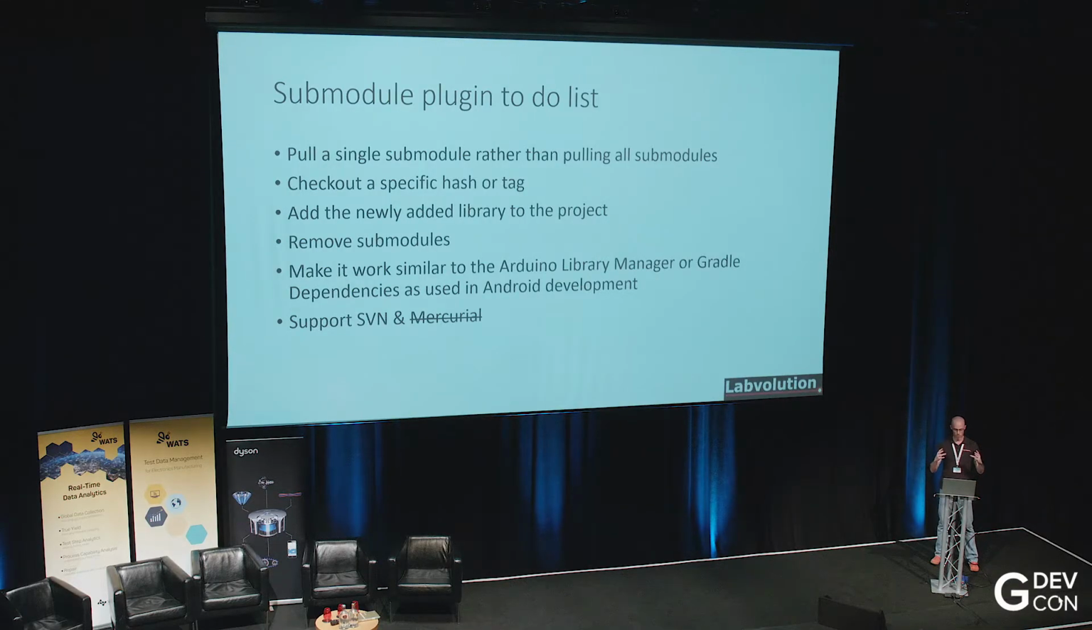I want to make my tool work similar to the Arduino library manager or how Gradle dependencies work in Android development. I've spoken to a few people earlier today and previously, and I think it'll be quite a good thing if we can get this working. And I don't think it's that difficult. I then want to support SVN and not anymore Mercurial.